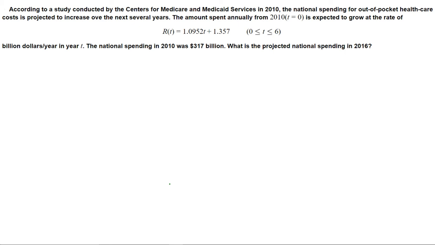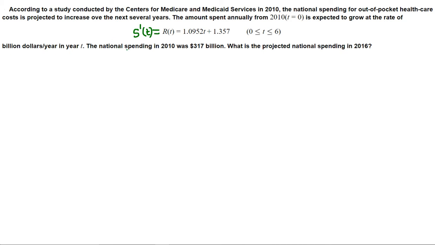Read the question carefully. It says the amount spent annually from 2010, that's when t equals 0, is expected to grow at the rate of this. This is the rate of change of amount spent, so that's the derivative of amount spent. We can say this is the same as spending, let's say S prime, $1 billion per year.